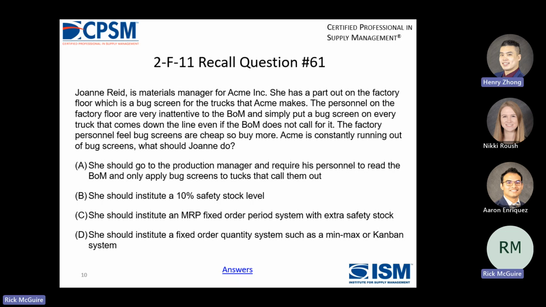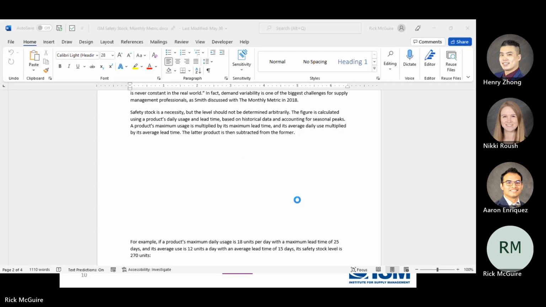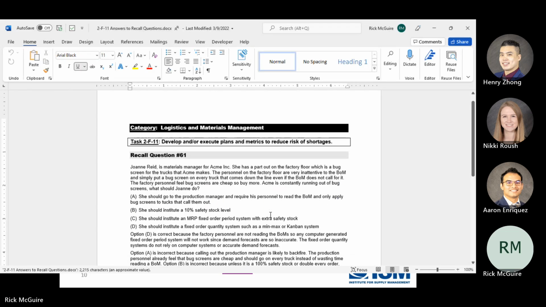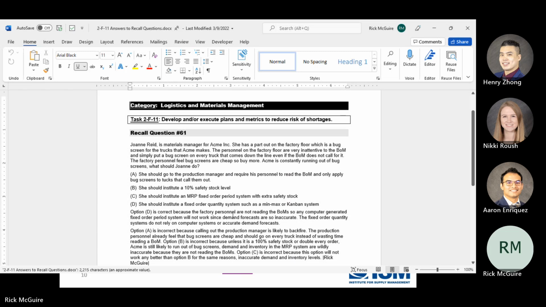What do you guys go with here? A. Yeah, it should work, but obviously they're not enforcing it. So this is actually something that used to happen in Renton that I was involved with. And it's probably going to be D, because A is what should happen, but they're probably just going to ignore you out on the factory floor. Let's see. Yeah, D. If they're not reading the BOMs, the computer generated fixed order system will not work.